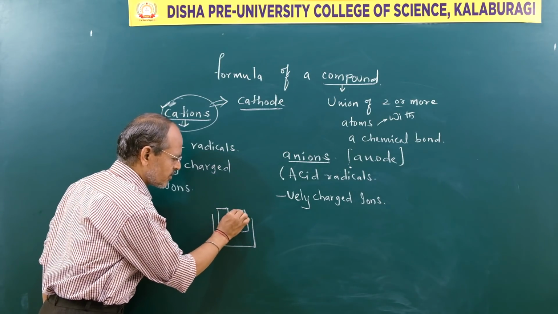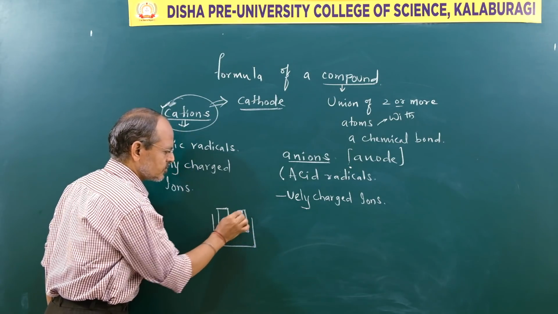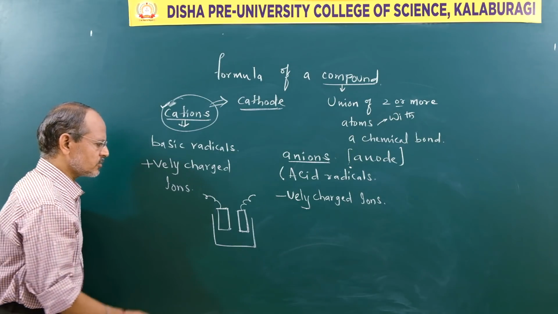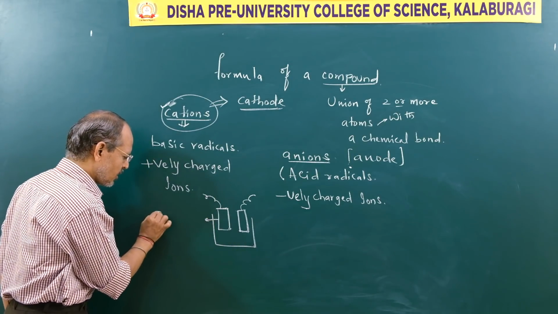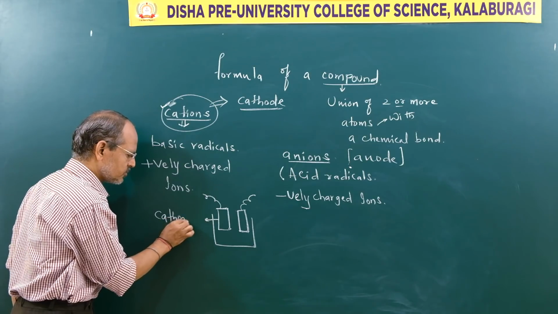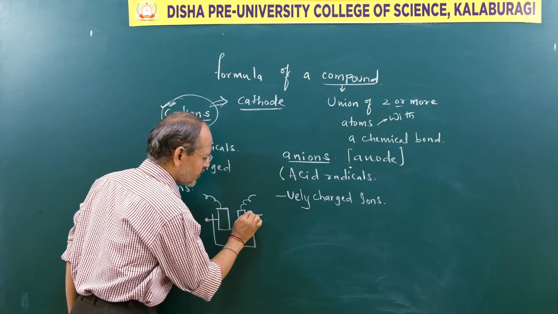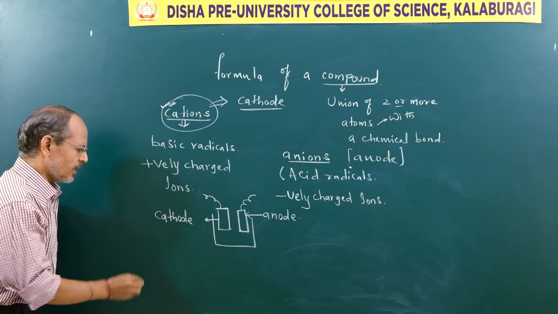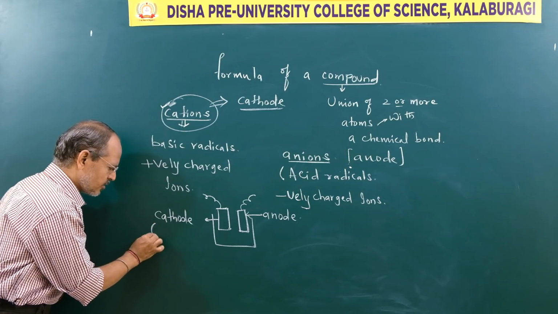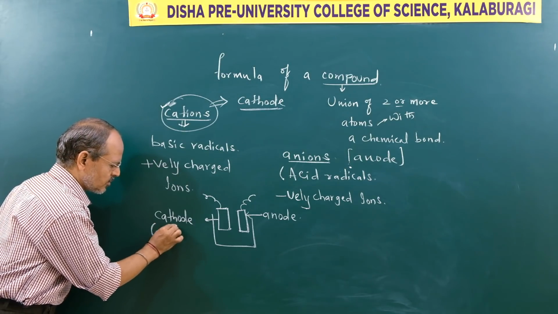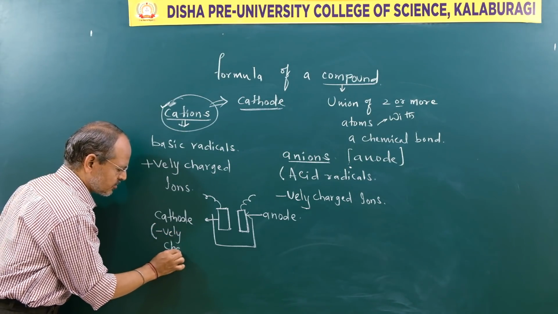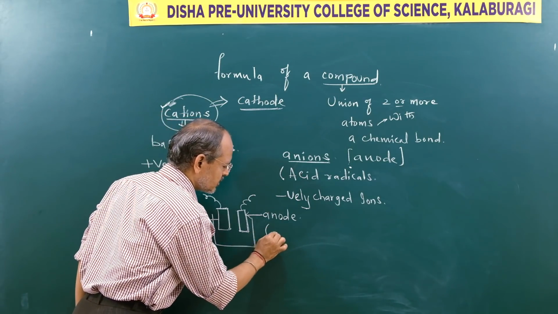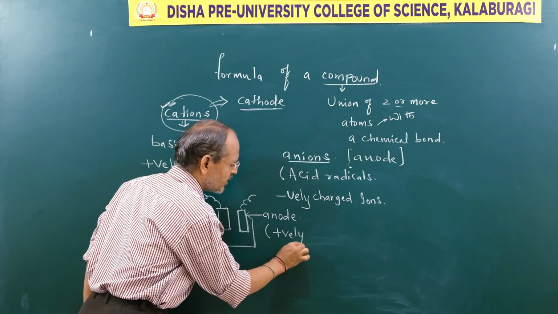During this process, here we have two electrodes. One we call it as cathode and another one we call it as anode. Here cathode is actually negatively charged and anode is positively charged.